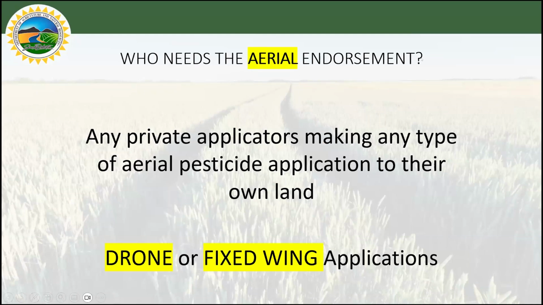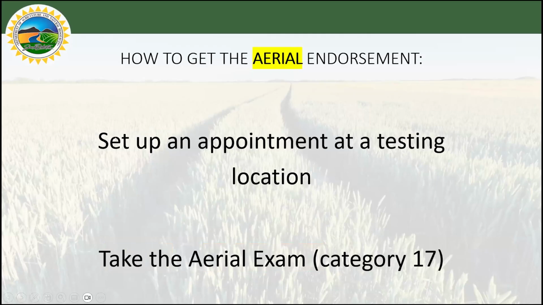So who would need the aerial endorsement? Any private applicators making any type of aerial pesticide application to their own land, and this includes any drone or fixed wing applications. How do you get the aerial endorsement? You will set up an appointment at one of our testing locations and take the aerial exam, or category 17. Once you pass that, it'll be added onto your license.